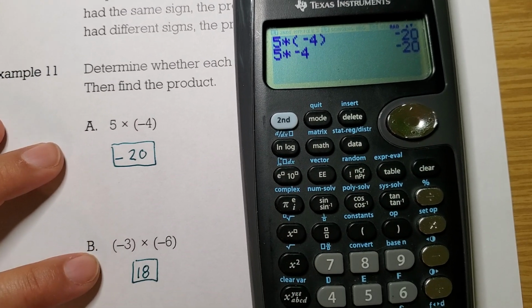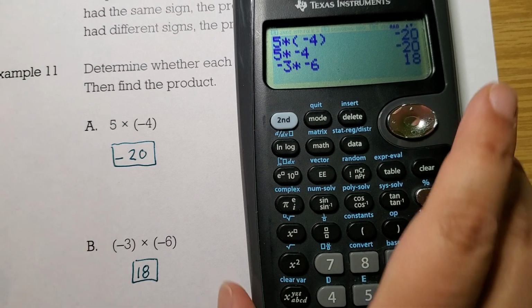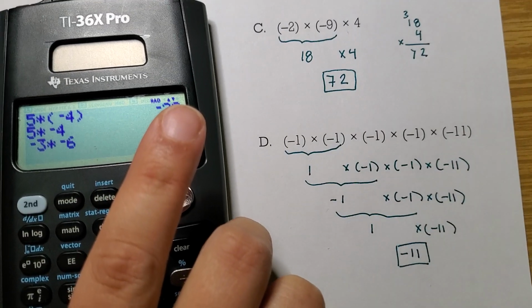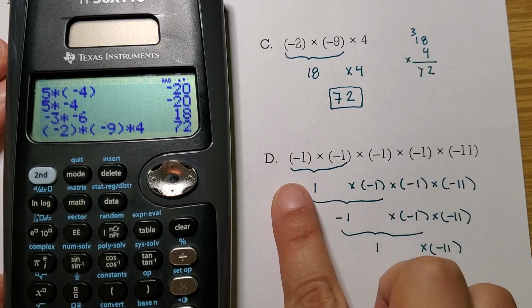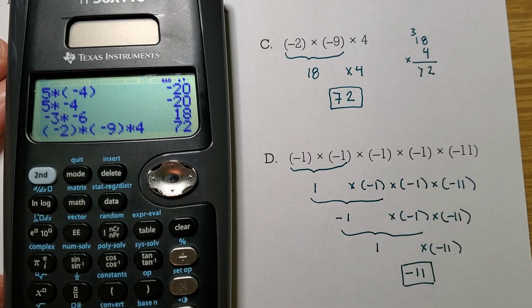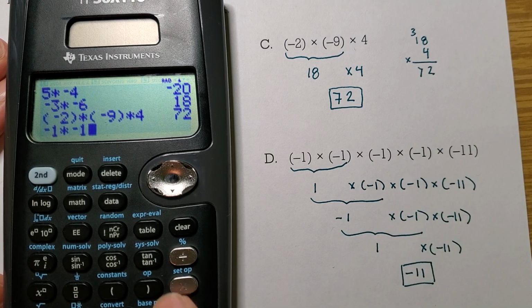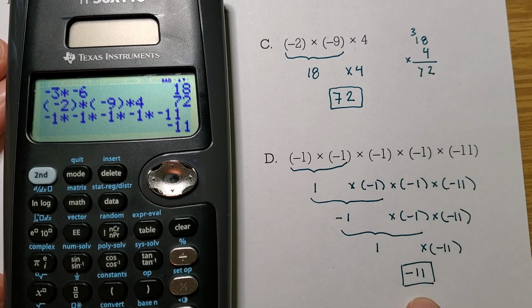Let's check part B down here. We had -3 times -6, which gave us a positive 18. Excellent. And for the question on the right, we had -2 times -9 times 4. We got a positive 72, which matches, great. And then here we had 4 negative ones, and then a -11 at the end. And we got a -11. Sweet.